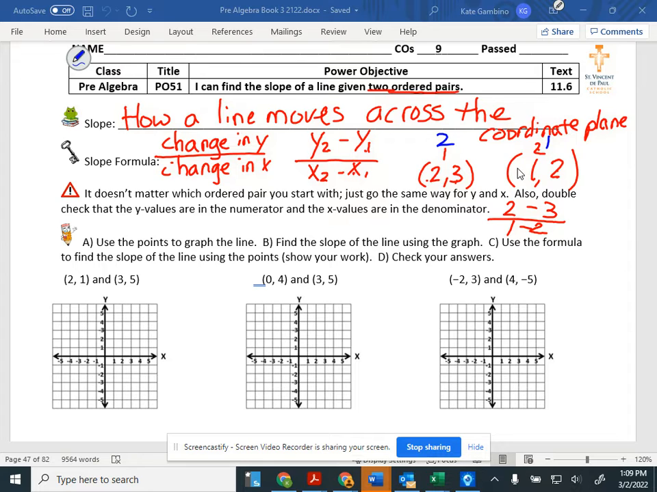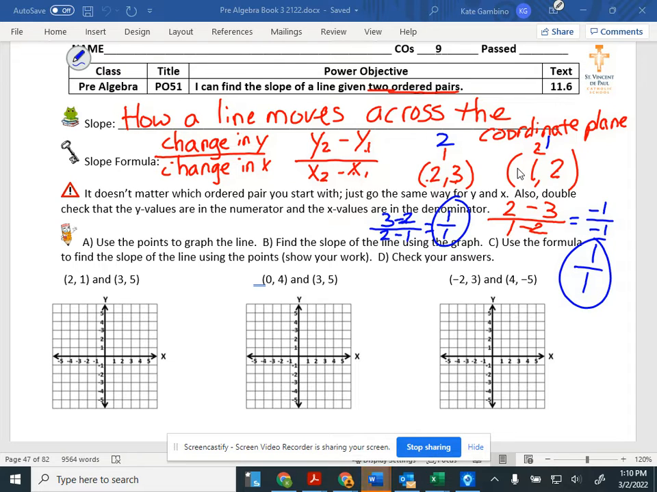So now I have 3 minus, did I do that right? Yeah, 3 minus 2, I got myself confused, over 2 minus 1. Let's see if we end up with the same slope. 3 minus 2 is 1, 2 minus 1 is 1. Here I have 2 minus 3 is a negative 1. 1 minus 2 is a negative 1. What's a negative over a negative? A positive. So we end up with the same slope.